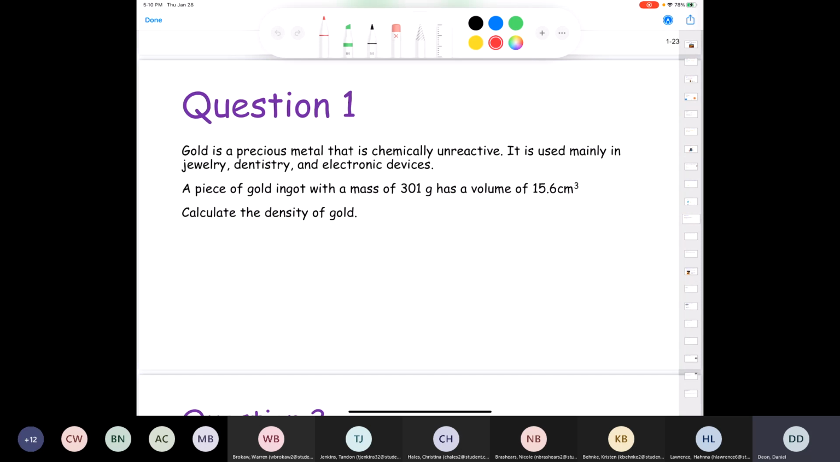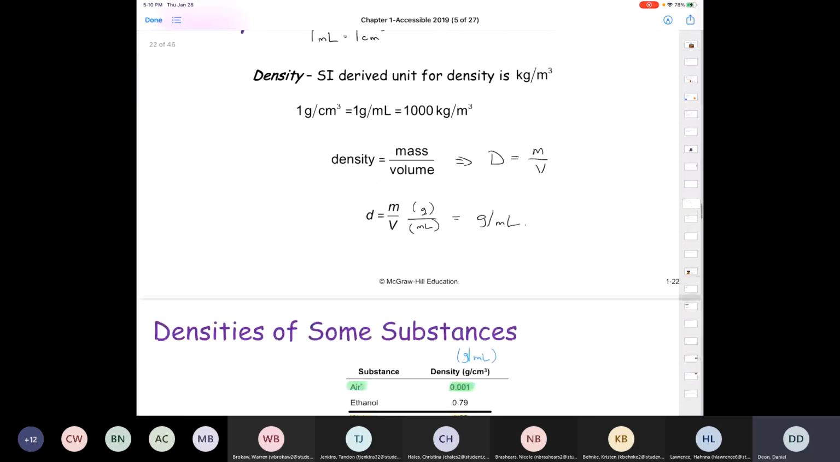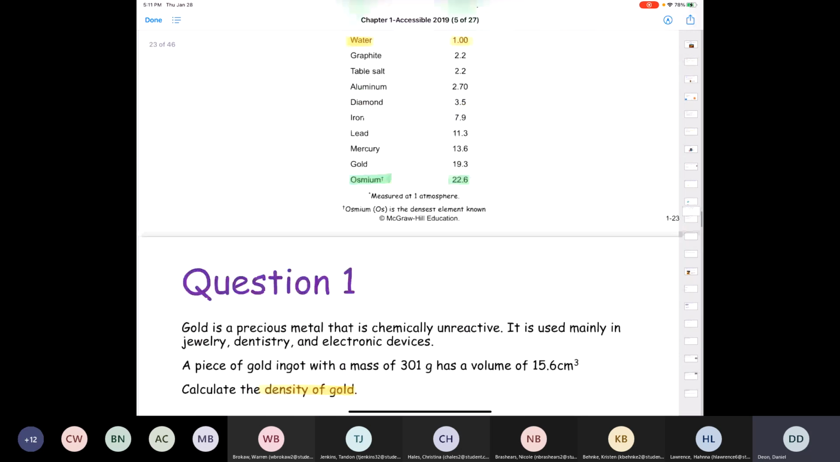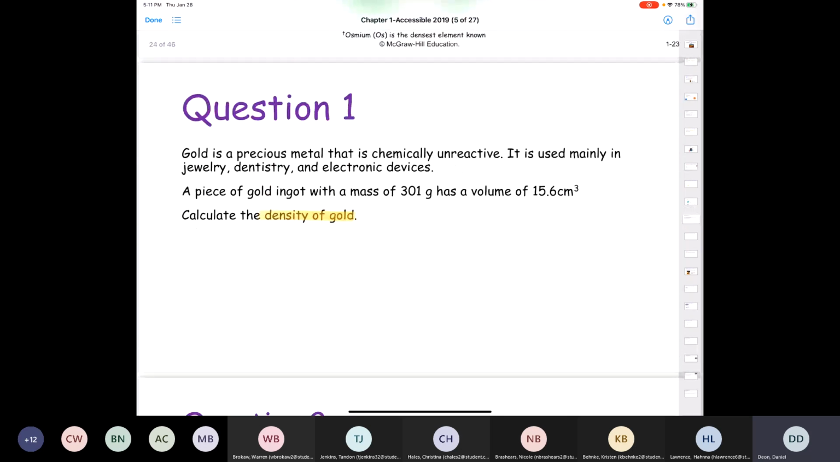Anyhow, it says here, a piece of gold ingot, which is like a little piece of gold with a mass of 301 grams, has a volume of 15.6 centimeters cubed, and it's asking us to calculate the density of the gold. So what we need is the formula for density. If we back up to one of the last slides from our last lecture, we saw this formula right here, that density is equal to mass over volume. So I'm going to copy that formula and bring it over here. And you need to have that formula memorized.